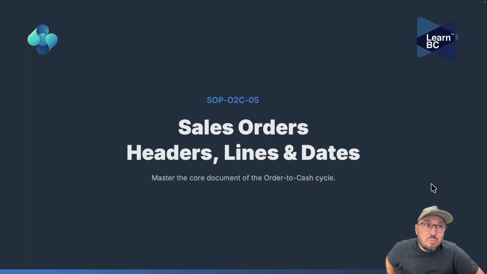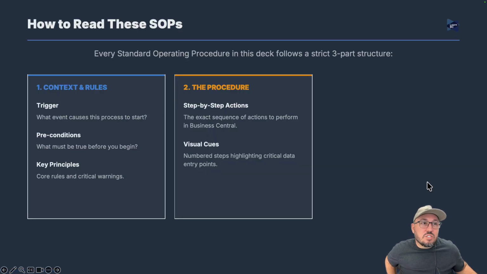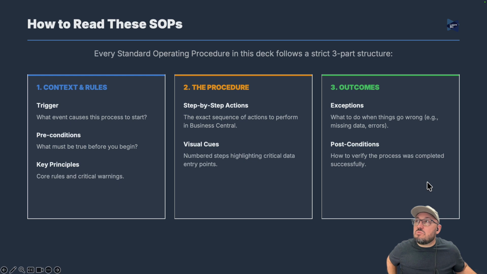You're here with Jared and we're in a series called Order to Cash, and this is SOP-5, Sales Orders, Headers, Lines and Dates. We're in the best part of this series where we get hands-on actually creating orders. Now with each of our tutorials, there's three things we look for: the context and rules, the procedure and the outcomes. You've heard me say this if you've been following.